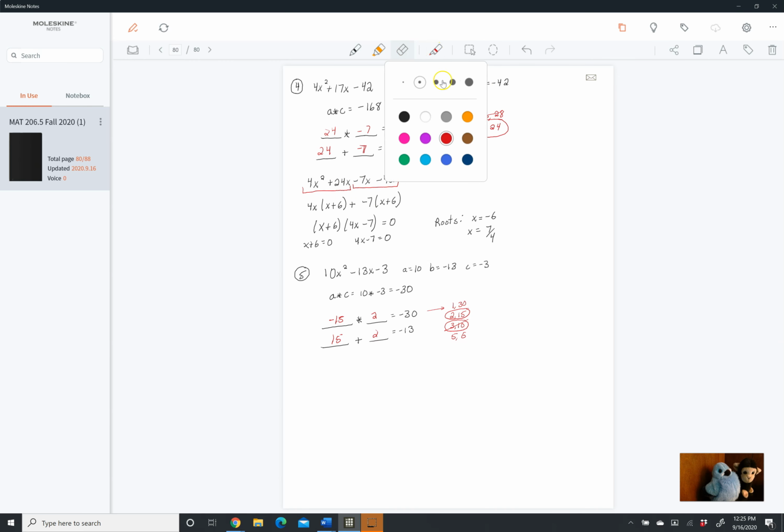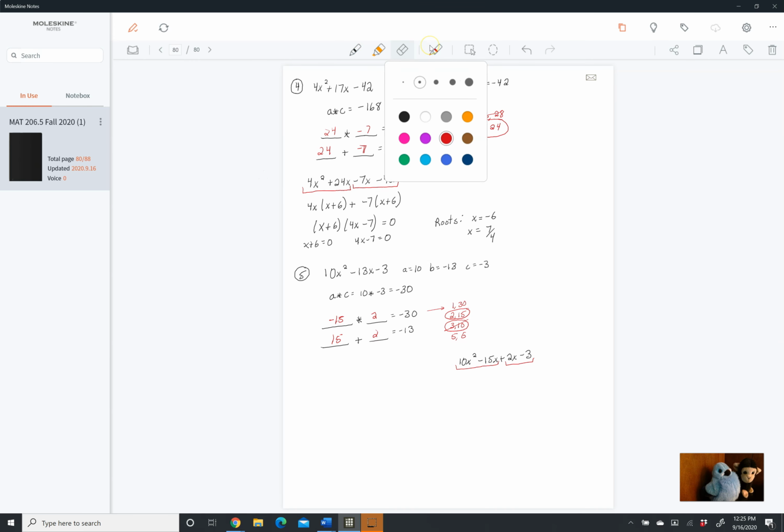So we're going to do this quickly. I'm going to put it on this side of the page. We have 10x squared minus 15x plus 2x minus 3. So this is a really good example of falling into a trap, so be careful, okay? It could happen to anybody. So again, we group our terms, 10x squared and 15x are grouped. Then 2x minus 3 is grouped.